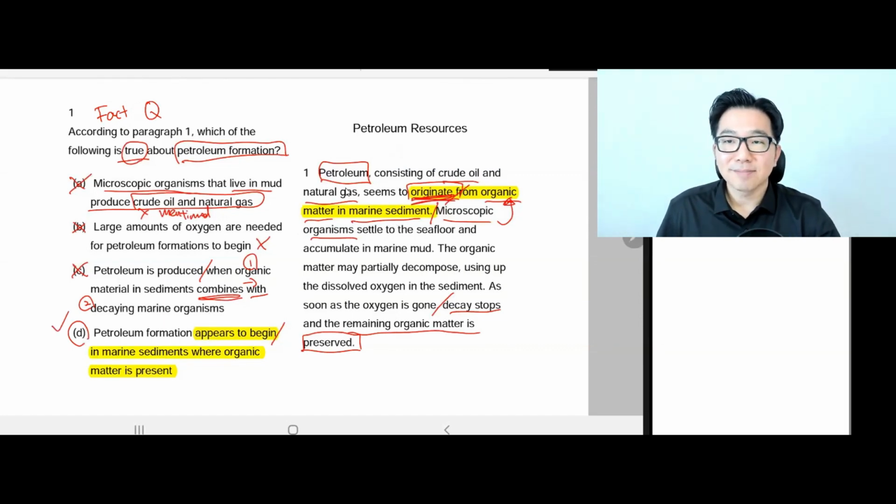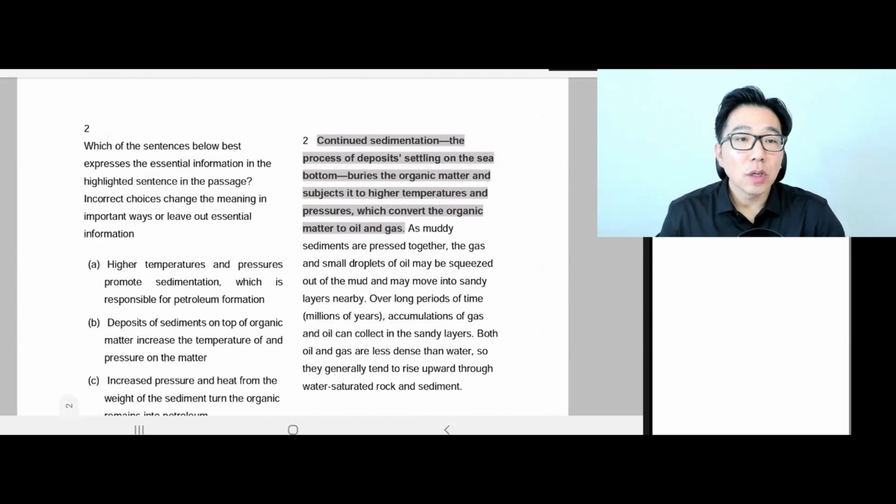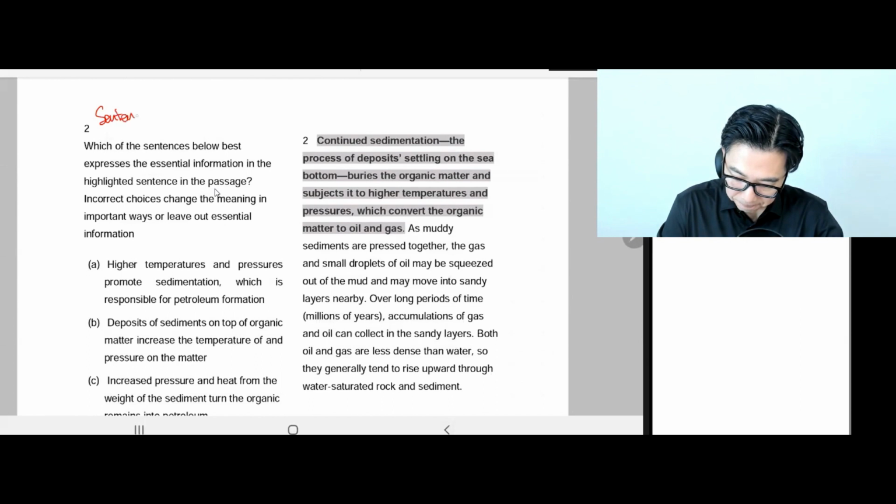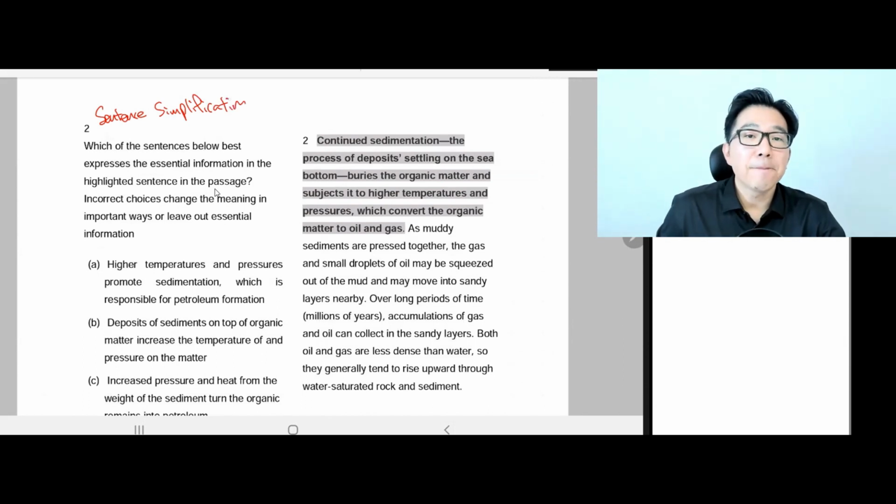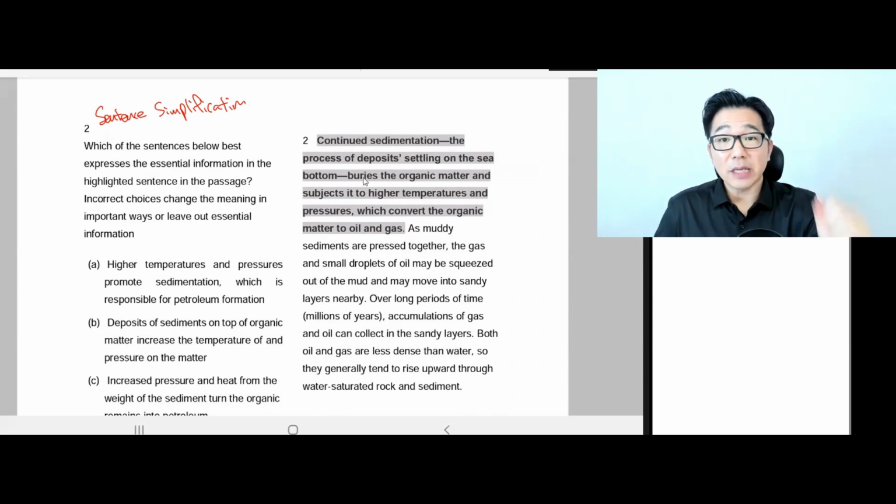Next question, please. Okay, question 2. Which of the sentences below best expresses the essential information in the highlighted sentence in the passage? So this is called a sentence simplification question, as you know. I'm writing it. There's a given sentence highlighted, and the correct answer will have only the essential information from this sentence. Let's read on.